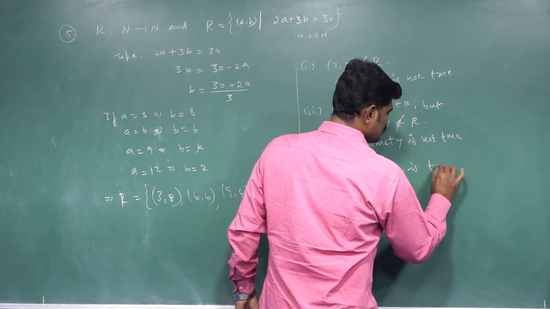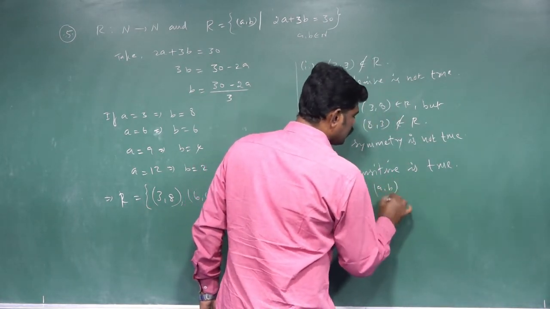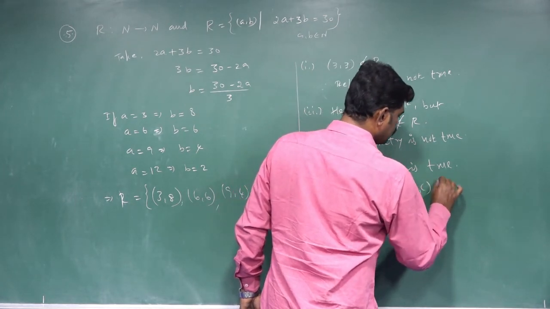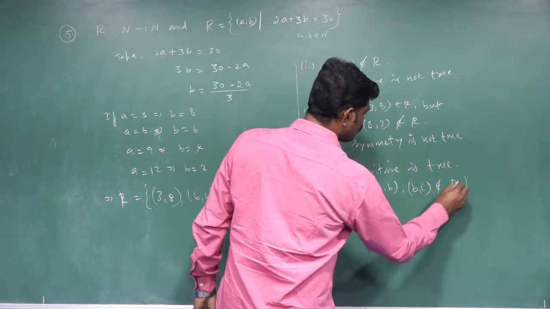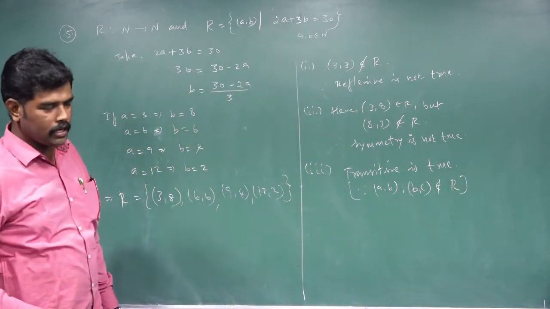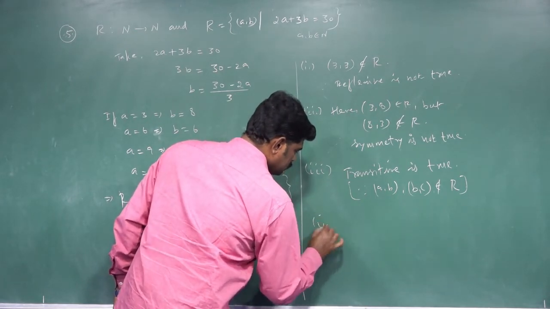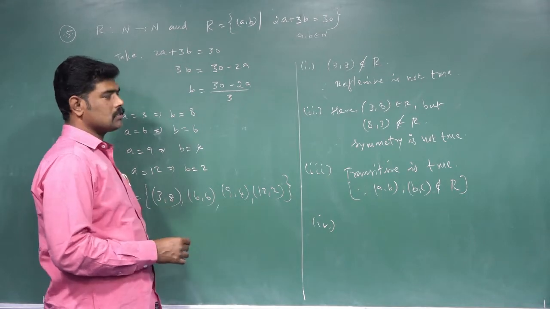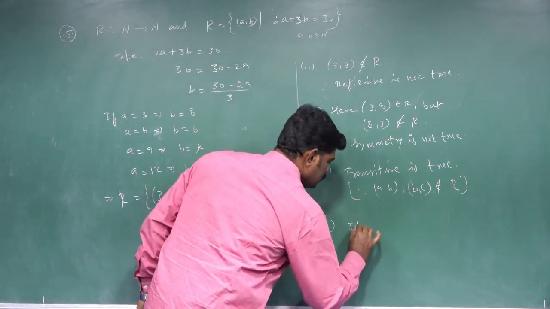Transitive is true, since (A, B) and (B, C) both do not belong to R together. This is the reason why we say this is transitive. Fourth one, for an equivalence relation: this is not an equivalence relation.